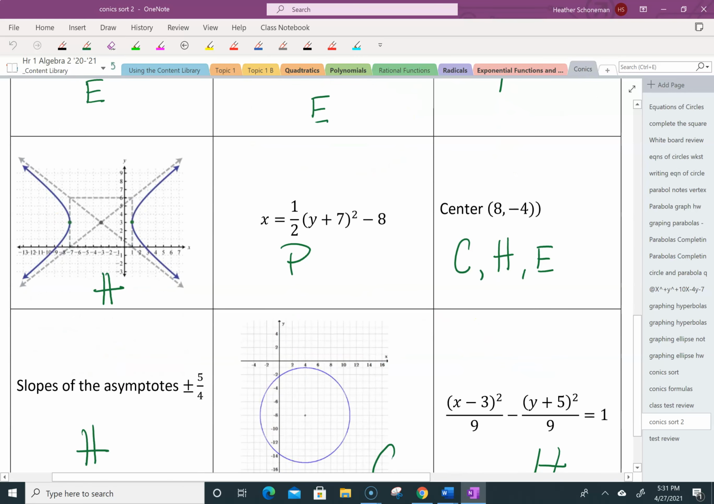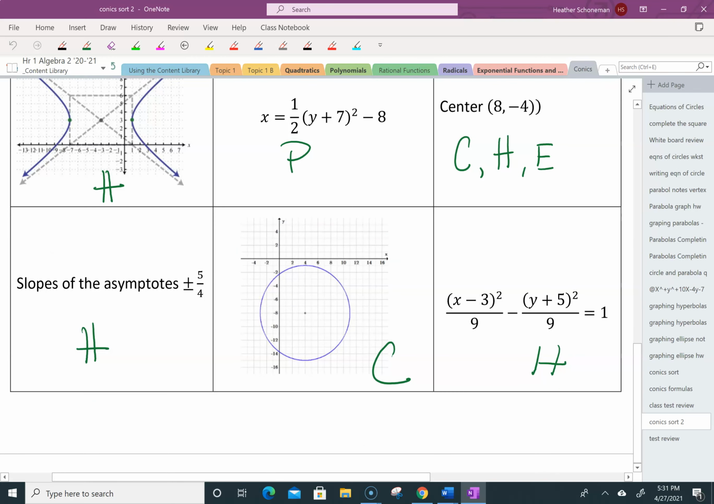The center is found in a circle, a hyperbola, or ellipse, not in a parabola. A parabola has a vertex, not a center. The slopes of the asymptotes, that occurs in a hyperbola. This picture is a circle, and then last but not least, that it's a hyperbola. We know that because there is a minus. In a hyperbola, it can equal 1 or -1, and in a hyperbola, you can have the same numbers or different numbers underneath.